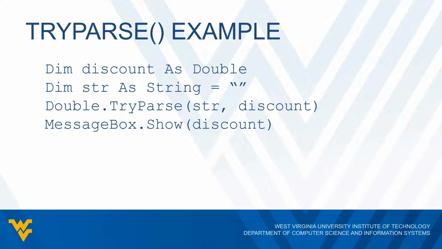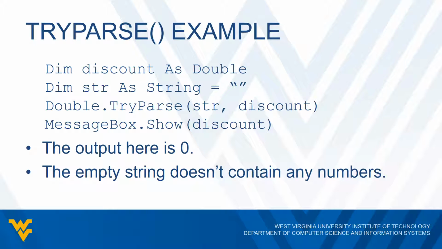This is the last example, I promise. So here we still have our discount as a double, but now our string str is the empty string, not the null string, but the empty string. And here we're going to try to convert it into a double and store it into discount and then print it. So what's going to happen here? In this case, well, the empty string is not a double, so when we try to convert it, it's going to be a 0. So the output here is 0, and this is because the empty string doesn't have any numbers. So whenever you try to convert, make sure there's something in the string to actually convert.